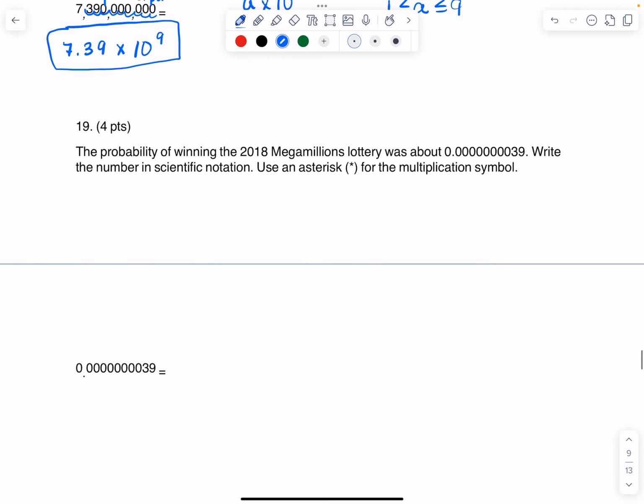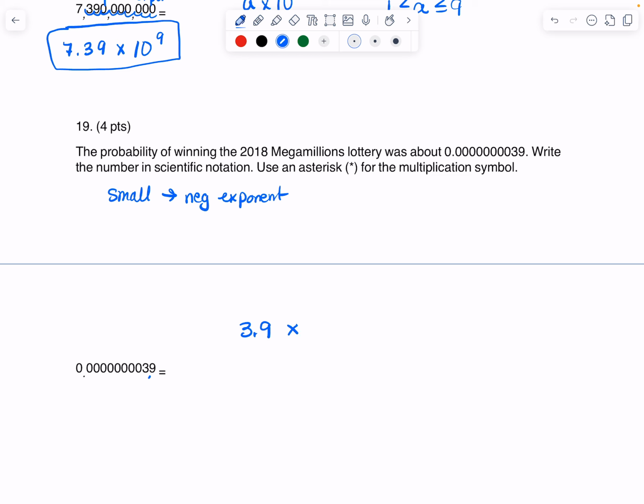Number 19. The probability of winning the 2018 Mega Millions lottery was about 0.00000000039. Write the number in scientific notation. So again, this is a small number, so I know I'm going to use a negative exponent. So I have to move the decimal to be a value between 1 and 9. So the decimal has to be in between the 3 and the 9. So this is going to be 3.9 times.